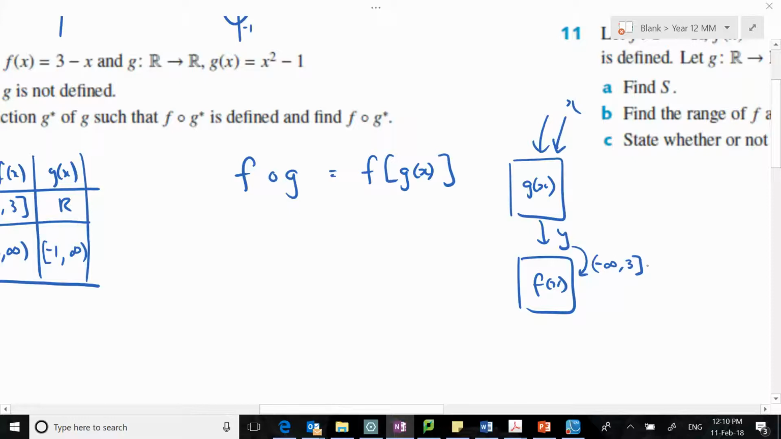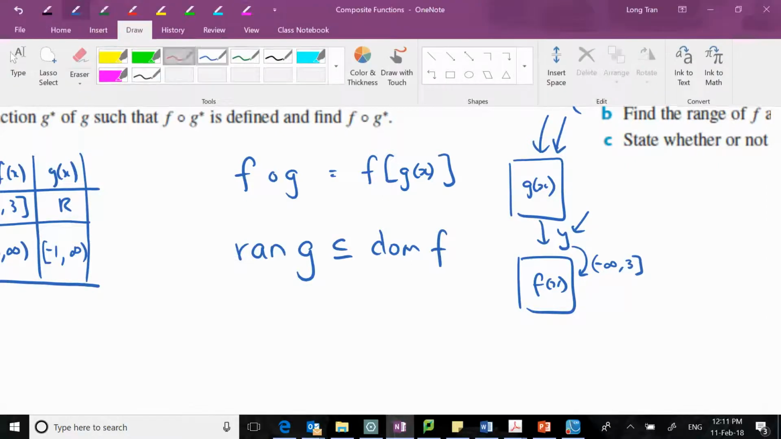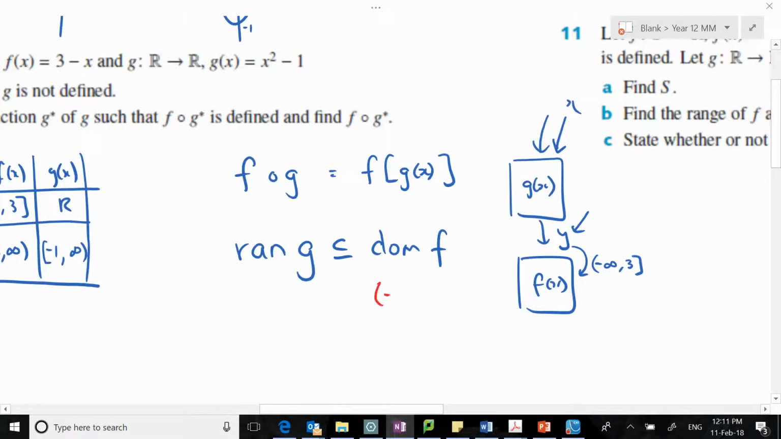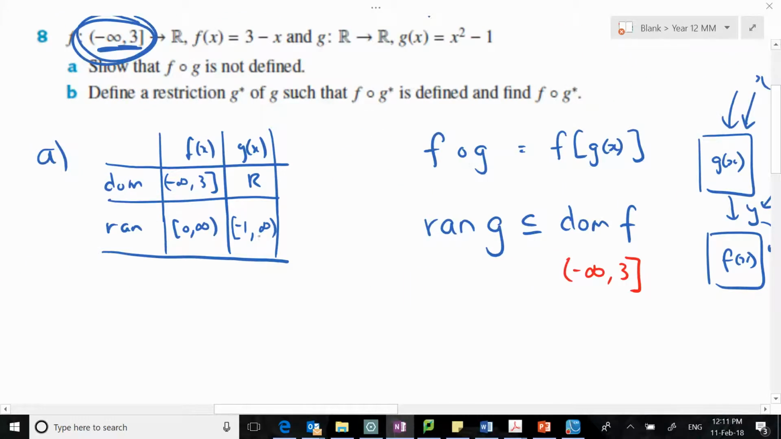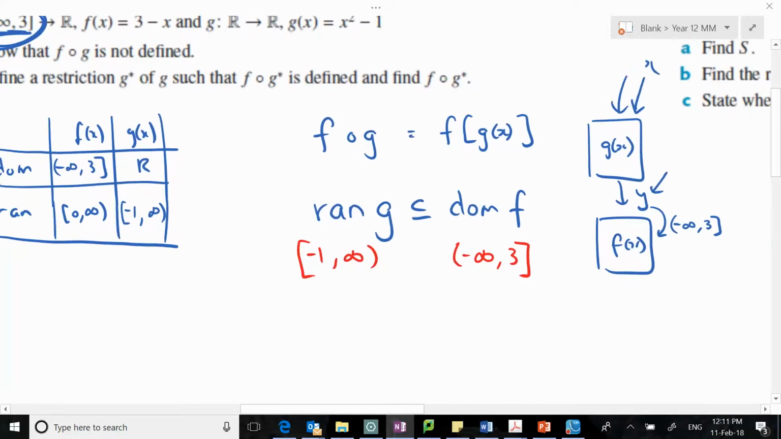So what I'm effectively saying is range of g, because that's the y values, that's the range of g. Range of g needs to be a subset of the domain of f. Now the domain of f we already know. I'm going to use another color. Domain of f we know now is negative infinity to 3. Range of g, which we look over here, is negative 1 to infinity. Okay, and now you ask yourself, is that a subset?